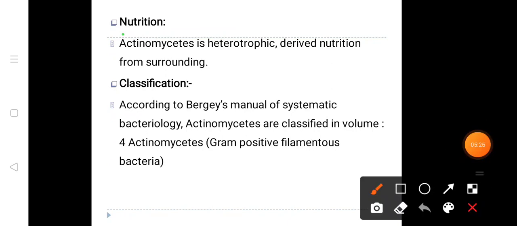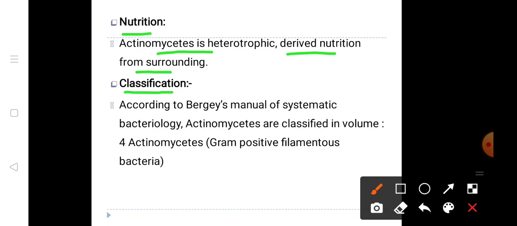If we talk about the nutrition, actinomycetes are heterotrophic, deriving nutrients from the surroundings. As decomposers, they derive nutrients from dead and decomposing animal matter. So they depend upon dead and decaying matter.